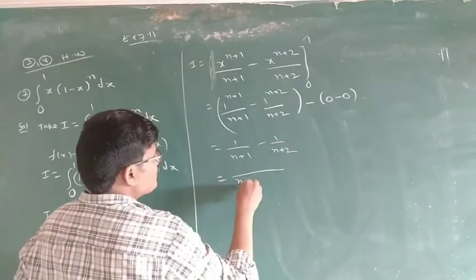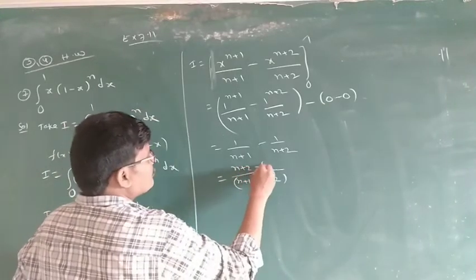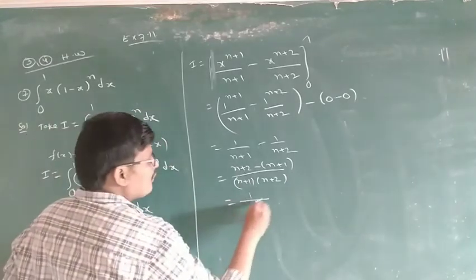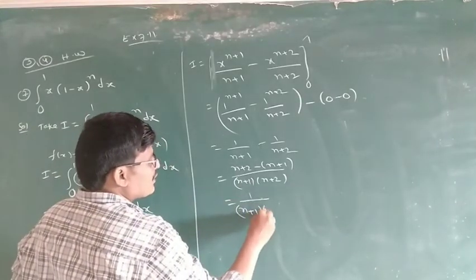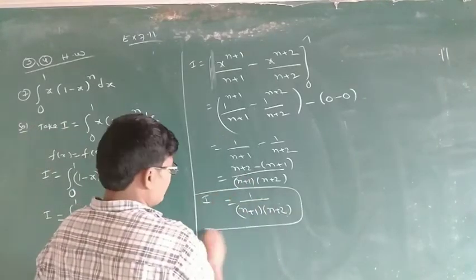Taking the LCM, n plus 1 into n plus 2, we get n plus 2 minus n plus 1. The n cancels and 2 minus 1 is 1. So the answer is 1 by n plus 1 into n plus 2.